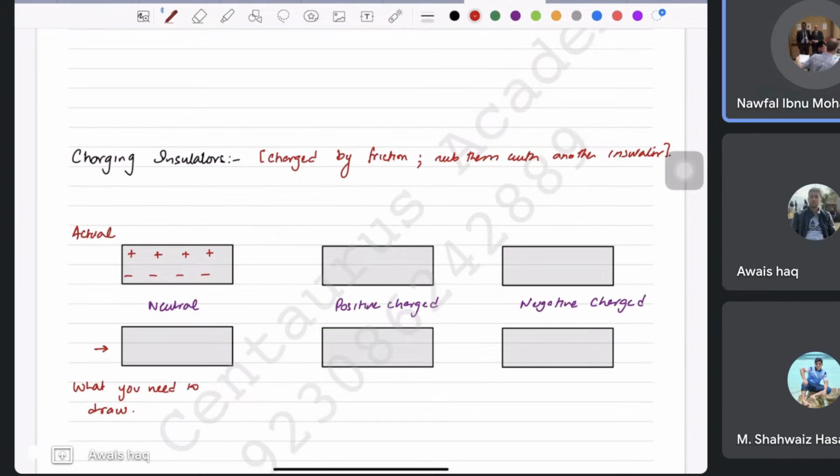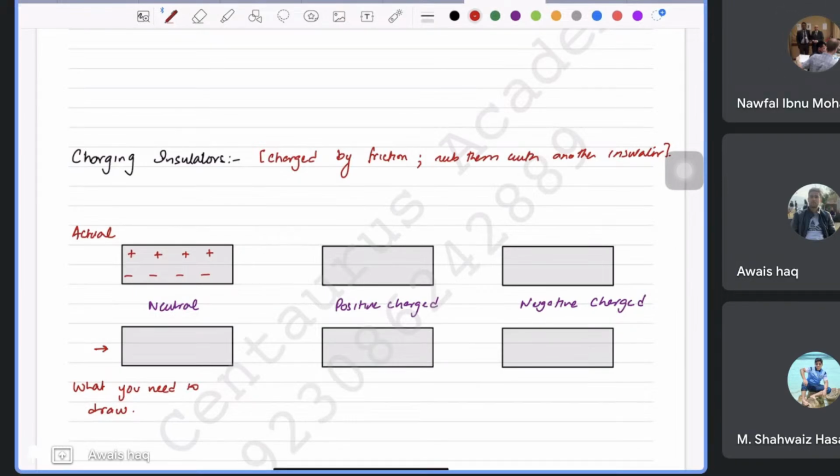Yes, sir, but what have you written about? Charged by friction, rub them with another insulator. Is this the actual depiction? This is the actual thing that we see, what is actually there. And how we depict it is like the ones I'm going to draw down. Okay, is it clear?